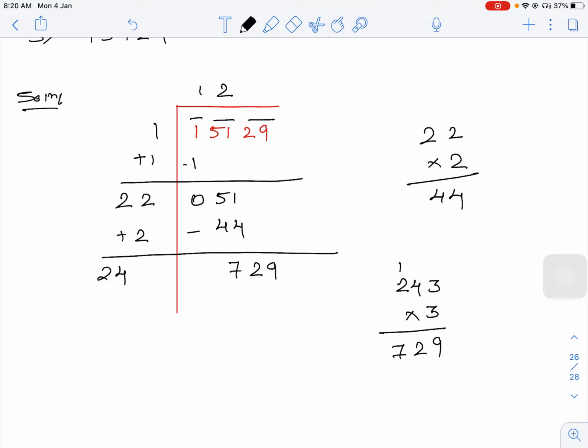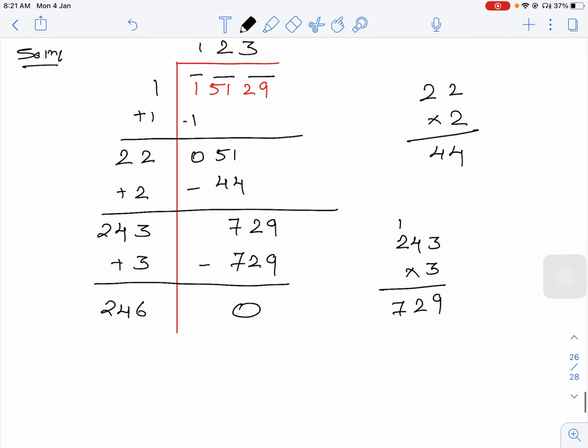So 3 threes are 9, 3 fours are 12, 3 twos are 6 plus 1, 7. Okay, so what do we get? 243, 3s are 729. Okay, so now this minus, now by what number we have multiplied? 3. So the same number we will add here. So here we will get 246, and this 729 minus 729, our answer will be 0. Okay, so finally what we get?